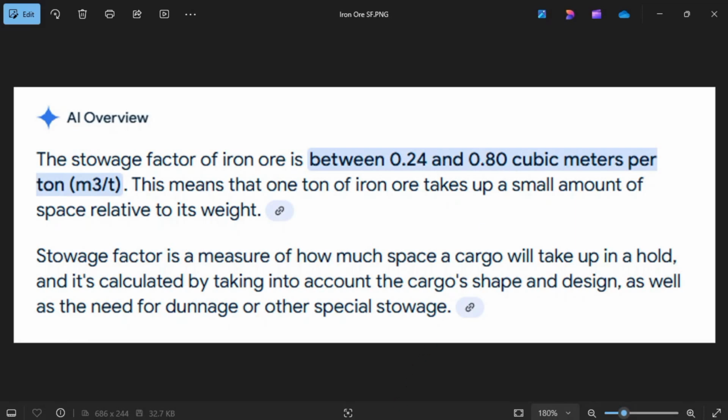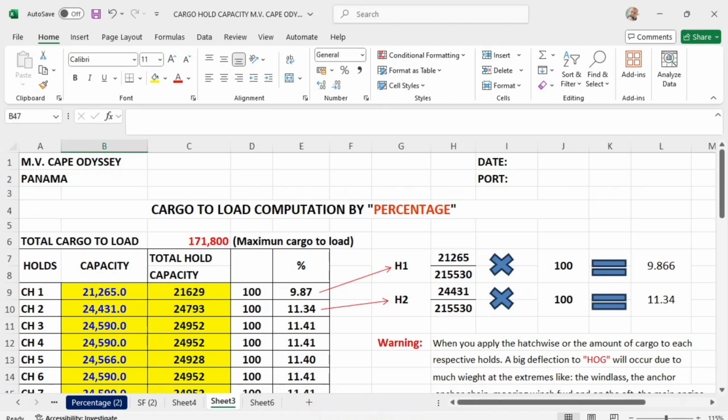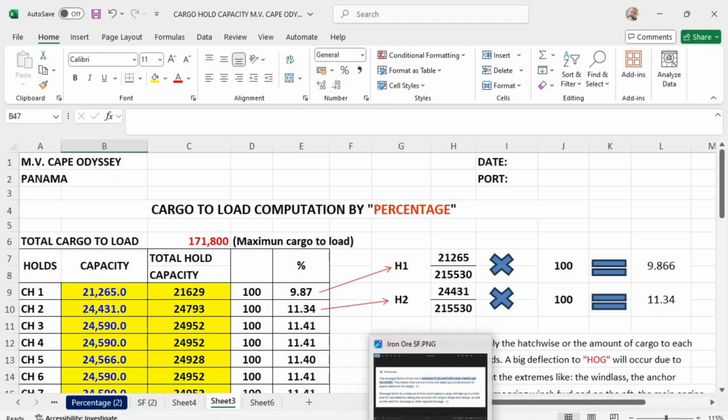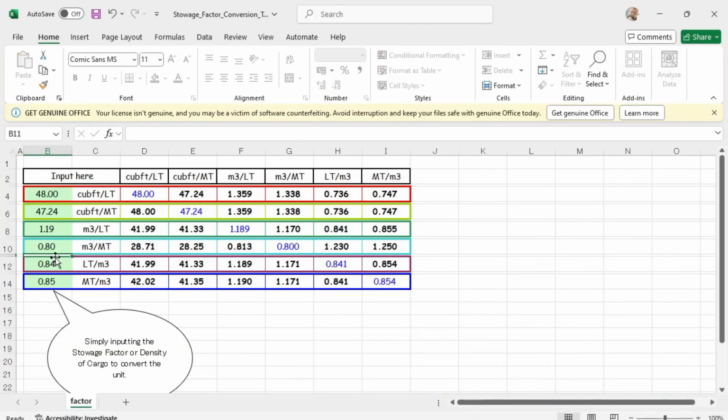Let's say 0.80. That will be 0.80 cubic meters per metric ton. So what will be the equivalent for cubic feet per long ton? That will be 28.71, and for cubic feet per metric ton, that will be 28.25, and for cubic meter per long ton is 0.813, and for cubic meter per metric ton is 0.80, and long ton per cubic meter will be 1.23, and metric tons per cubic meter will be 1.25.